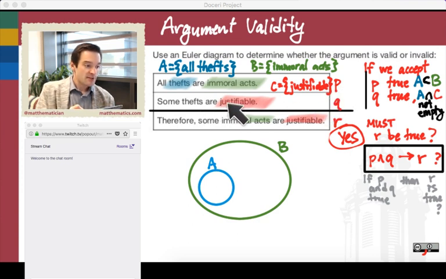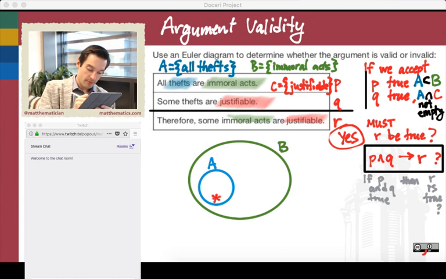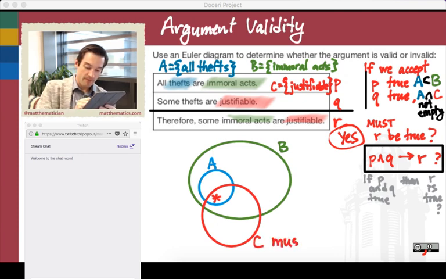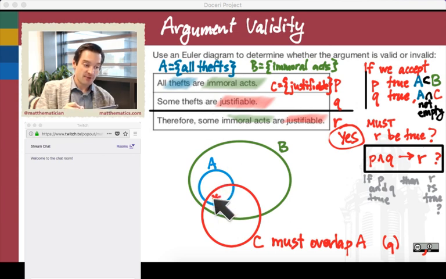And now for premise Q, some thefts are justifiable. Right? So my thefts are A. And so there has to be something which belongs to both A and my justifiable set C. So that must mean that my set C has to overlap with A. So maybe I'll draw it like this. My set C must overlap A. And that's by premise Q, right? That says that some thefts are justified. So there's something here which belongs to A and also belongs to C.